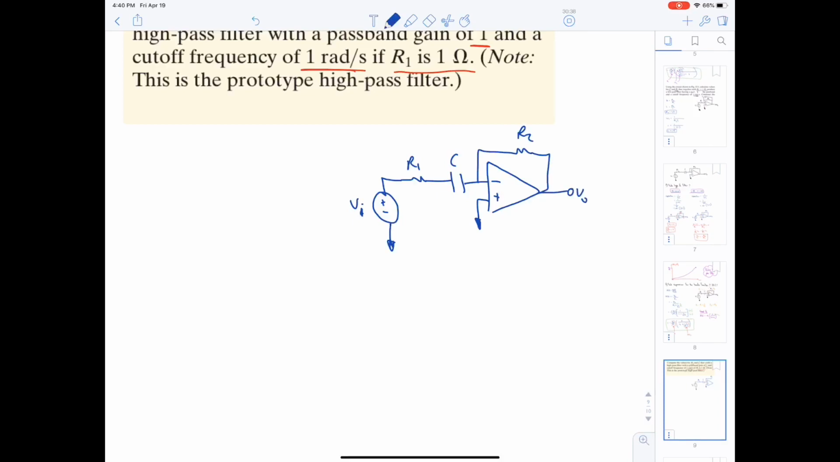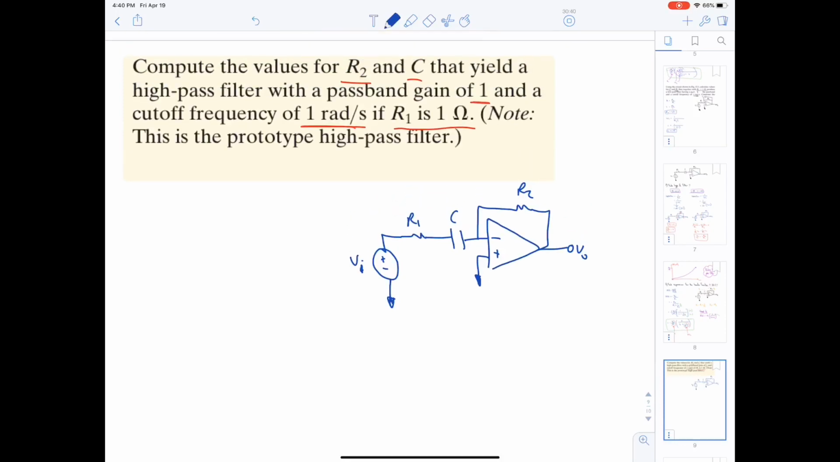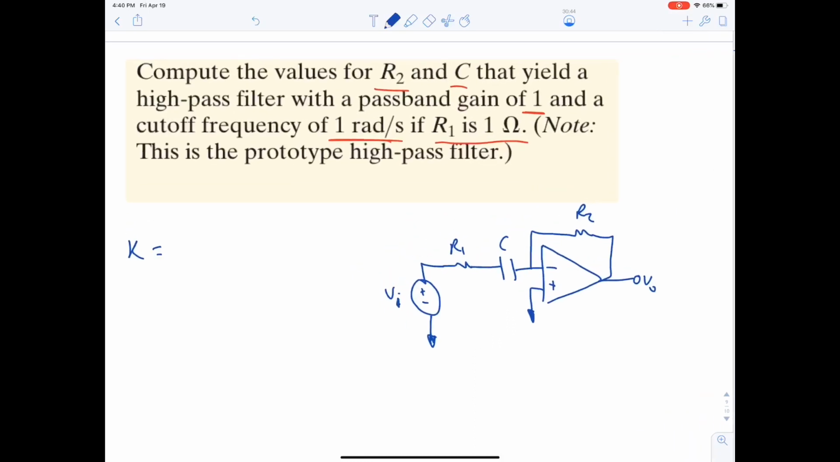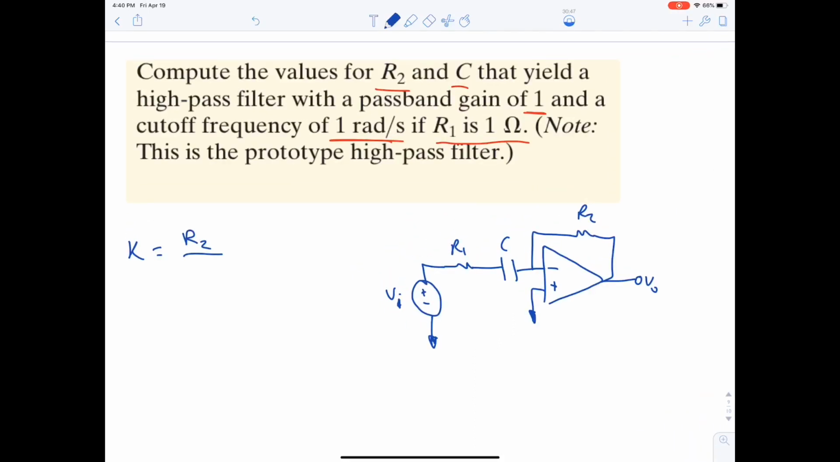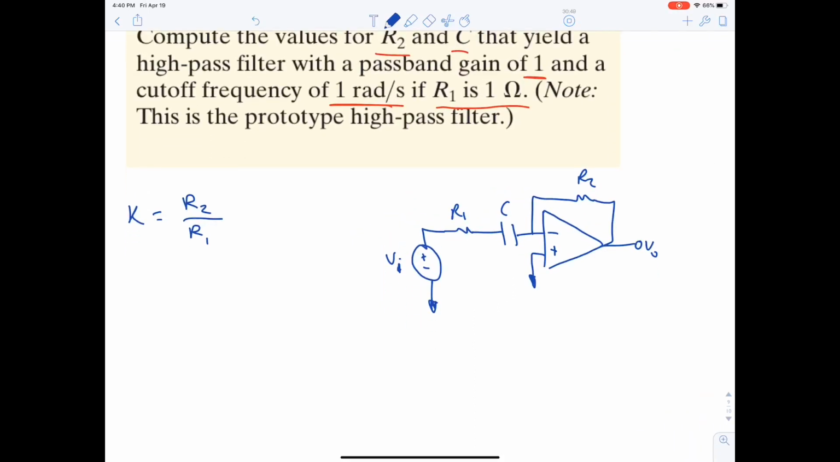We know that K is always equal to the top resistance R2 divided by R1. The question provided us with R1 and K, so it's R2 divided by 1. So R2 is equal to what? 1 ohm.